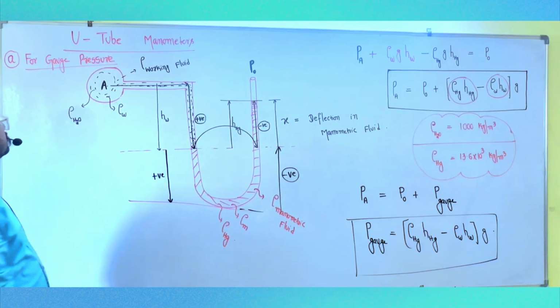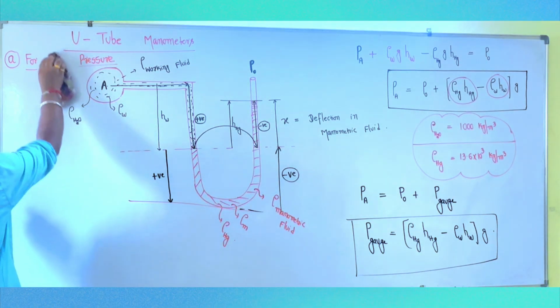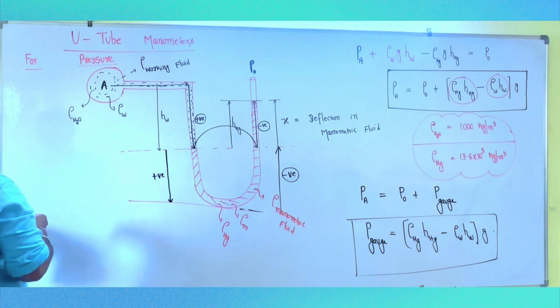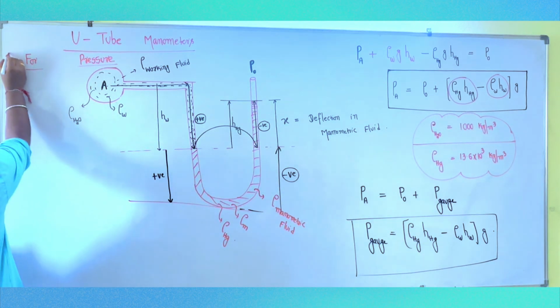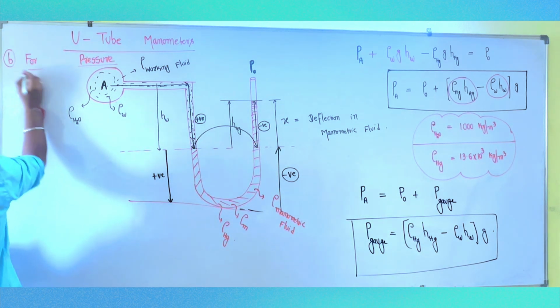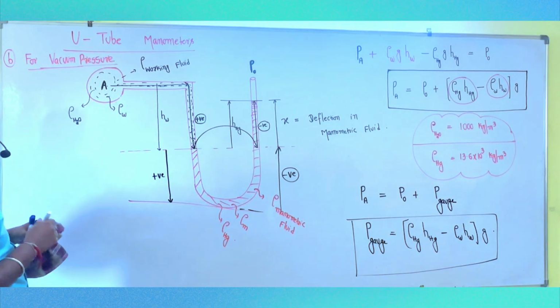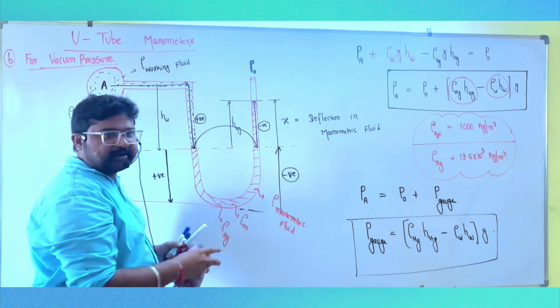Understood? Next, write down vacuum pressure. Next P. When it will become vacuum pressure, P. This is for vacuum pressure. When it will become vacuum pressure. Completed.